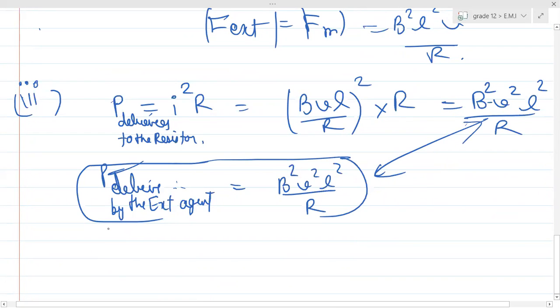Okay. But can you see over here? This is power delivered to the resistor and delivered by the external agent. So please pay attention on this. Sure. Done. Last question on this, and then we'll do something else. We'll see one more thing.